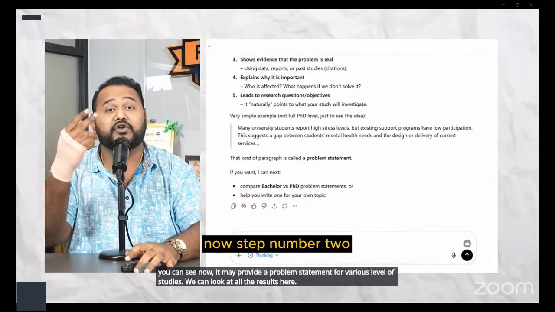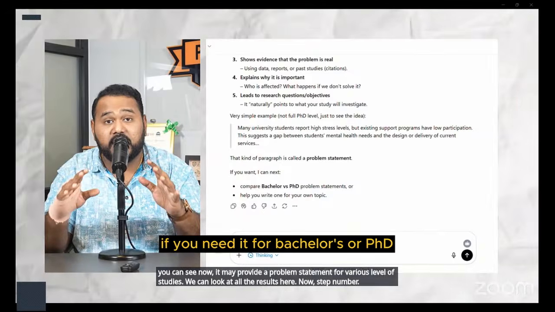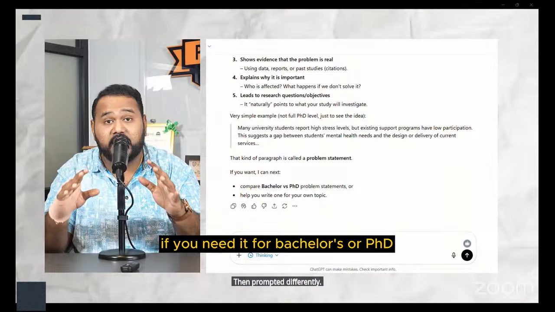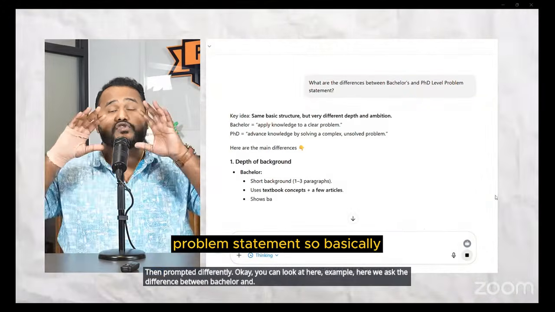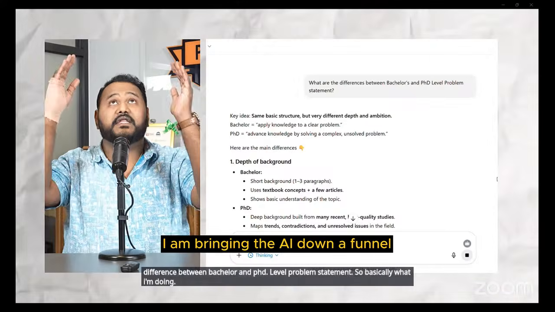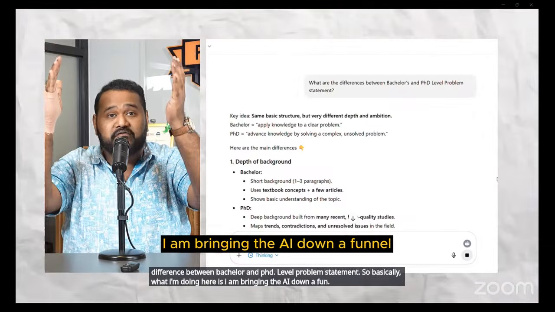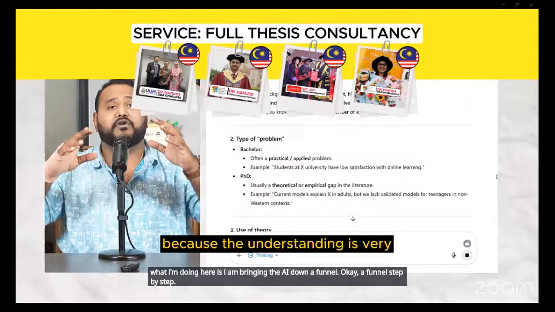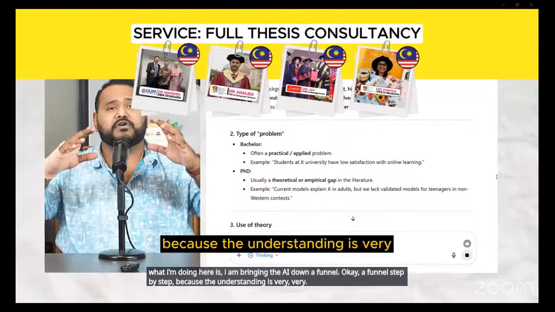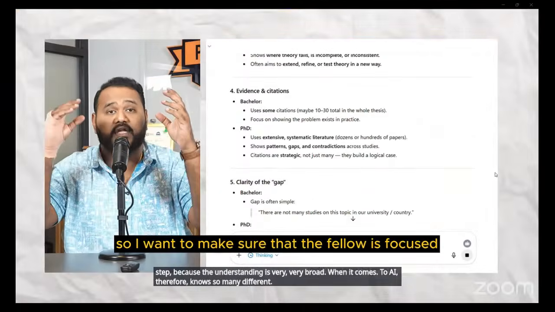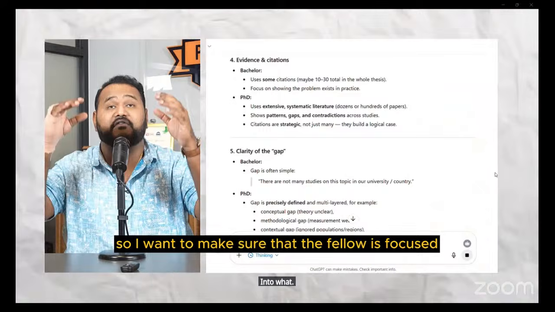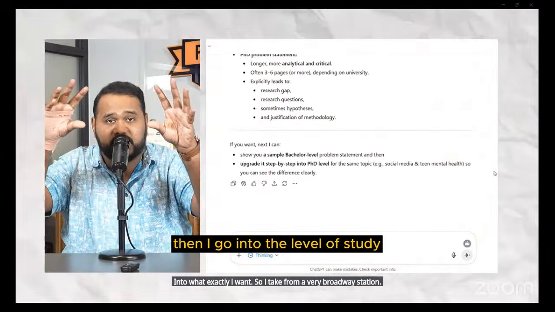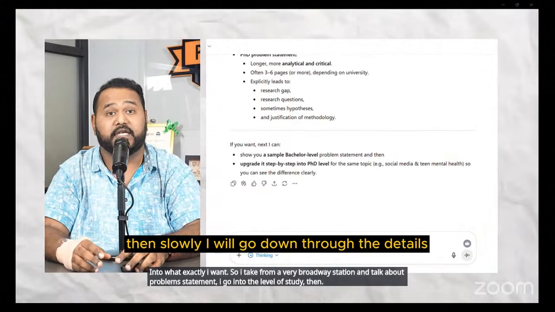Now, step number 2. If you need it for bachelor's or PhD, then prompt it differently. You can look at here. For example, here we ask the difference between a bachelor and PhD level problem statement. So basically what I'm doing here is bringing the AI down a funnel, step by step, because the understanding is very, very broad when it comes to AI. The fellow knows so many different things, right? So I want to make sure that the fellow is focused on what exactly I want. So I take a very broad question, I talk about problem statement, then I go into the level of study, then slowly I go down through the details.